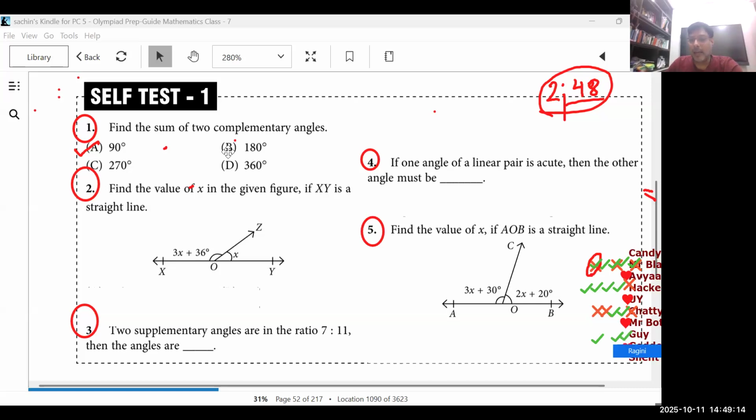Candy, what is my second answer? Time is up. So 11. Chatty got it wrong, my goodness.